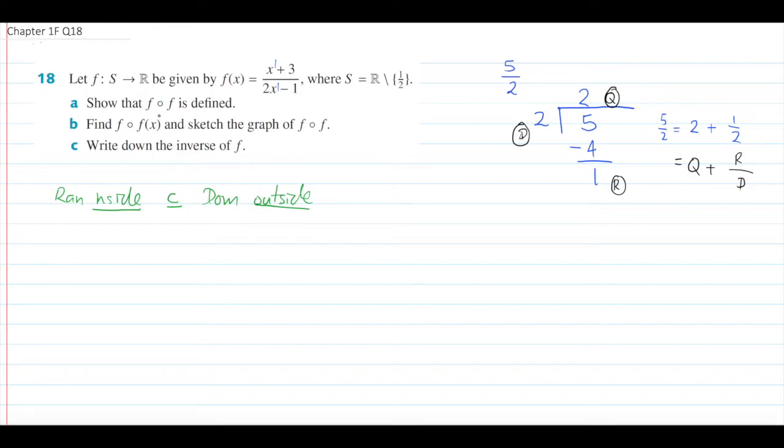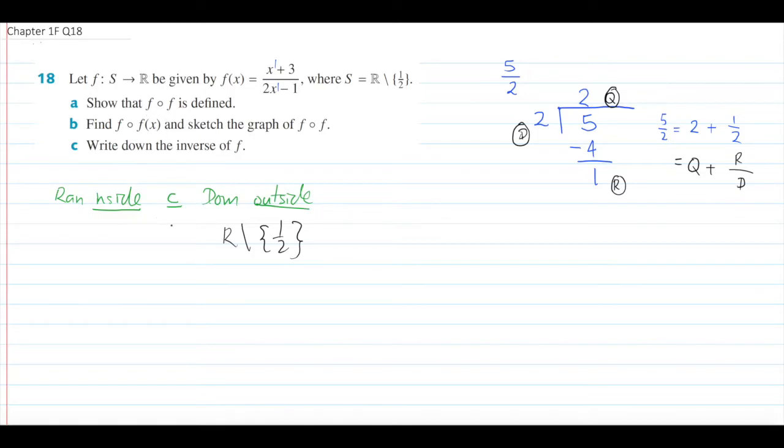Well, f∘f, that's the same function, right? Do we know the domain already of this function right here? Yes, we do. That is R, except half, so everything except half. Normally I would draw a composite table, but we've literally got the same function.